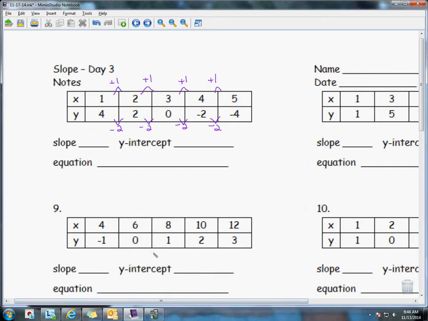So my slope, okay, out to the side I'm going to write change in y over change in x. So my change in y is a negative 2. Change in x is 1. So that's just going to give us negative 2.